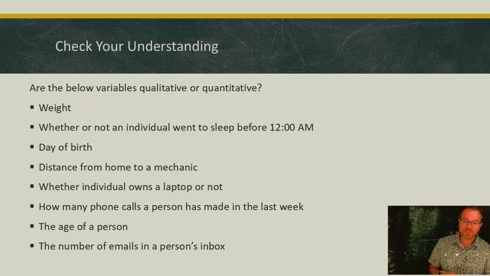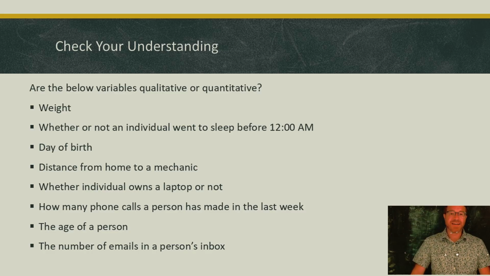One more, check your understanding. Are the below variables qualitative or quantitative? I'm going to go kind of quicker on this one. Weight is quantitative. Whether or not an individual went to sleep before 12 a.m. This would be qualitative because it'd simply be yes or no. Day a person was born. Now, this one you have to be careful with. When we say day a person was born, what we mean is Monday, Tuesday, Wednesday. These are labels, right? They are descriptive, but they do not really give us any sort of numerical meaning. That means it is qualitative.